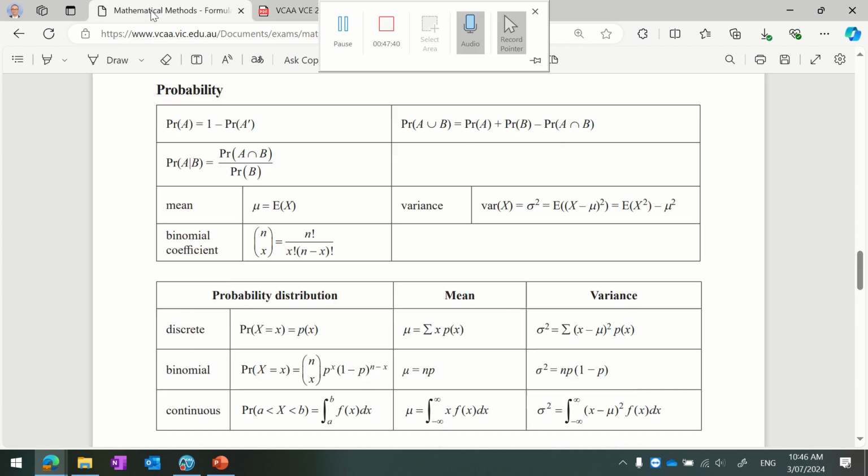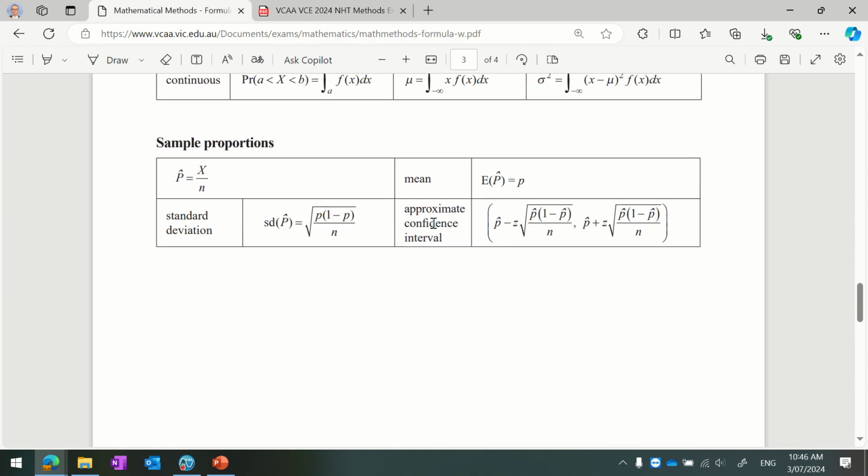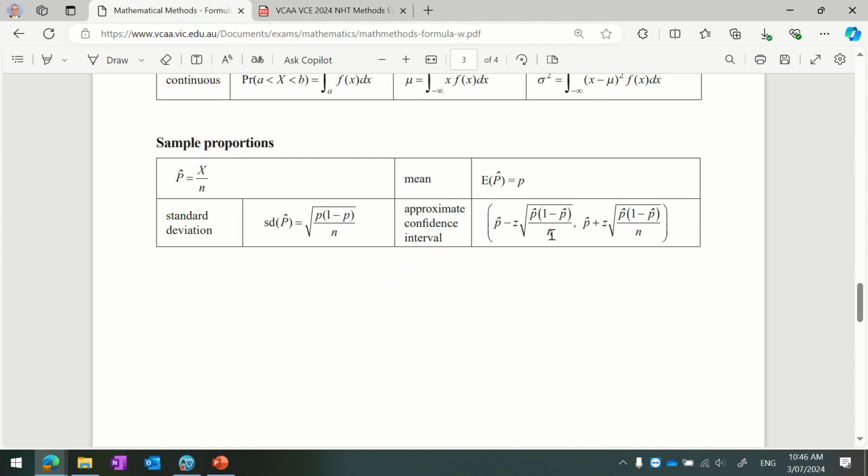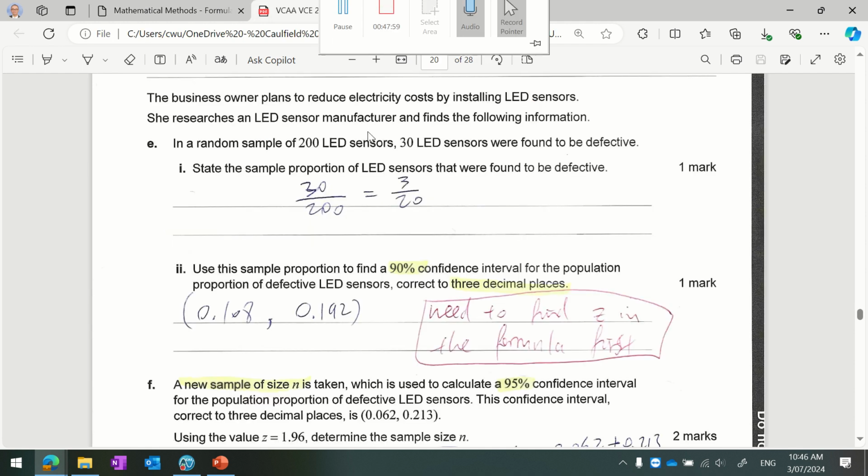Here we go. So to find the confidence interval, it's right here. There's a formula for the confidence interval. P hat is the sample proportion, which we calculated. P hat is 3 over 20, the sample proportion. And n is the sample size, which we have. n is 200.